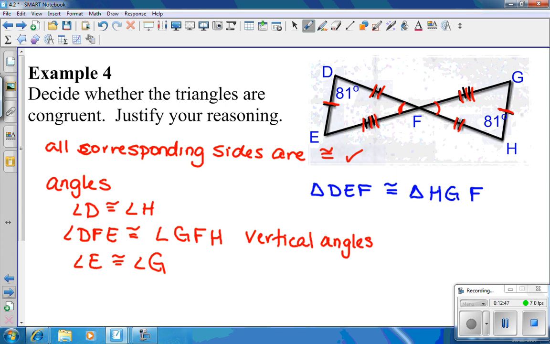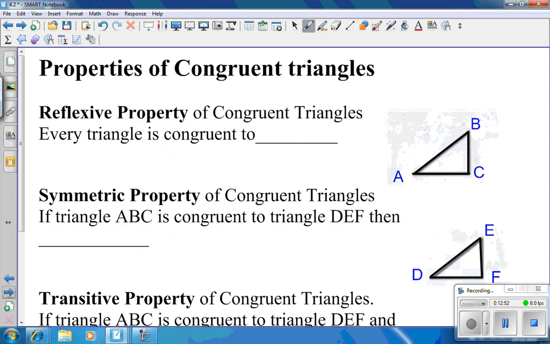Nice properties to remember are the reflexive property. It means it's congruent to itself. Triangle ABC is congruent to triangle ABC. Symmetric property, it may be written like this. Triangle ABC is congruent with triangle DEF. Symmetric property means just to flip it around. Triangle DEF is congruent with triangle ABC. Okay, that's all it's saying. You can just flip it around.